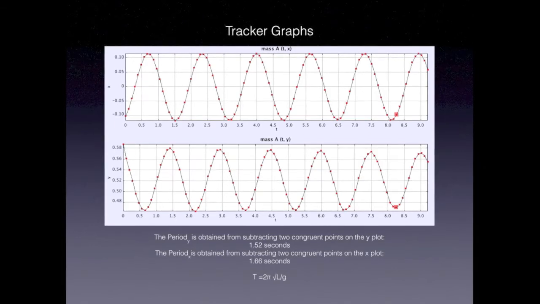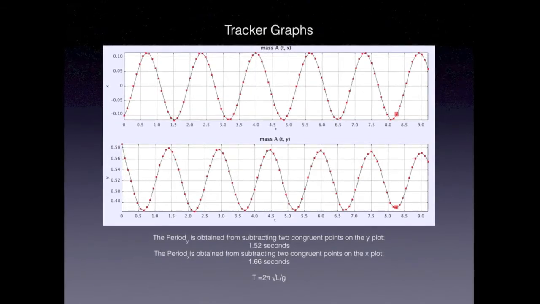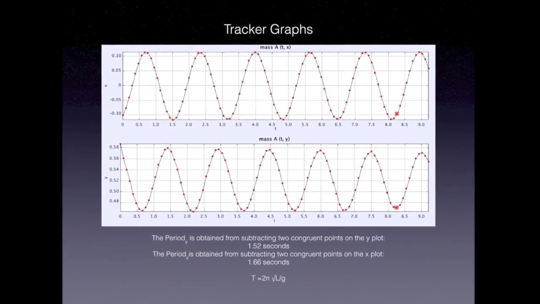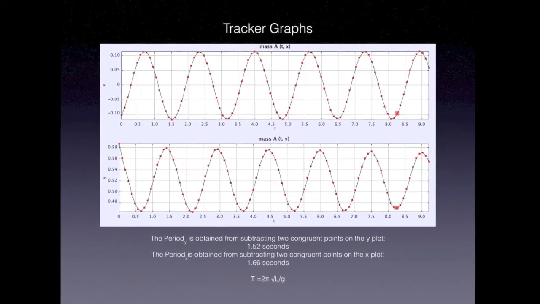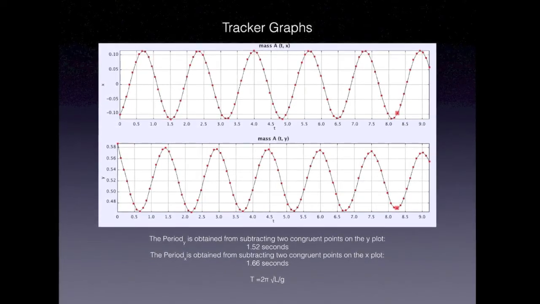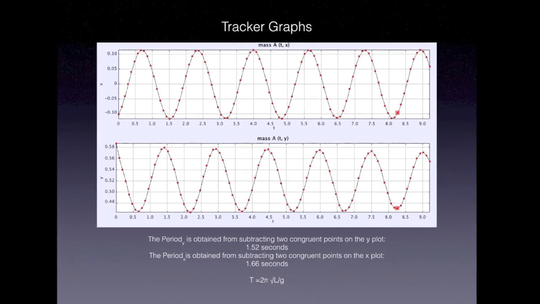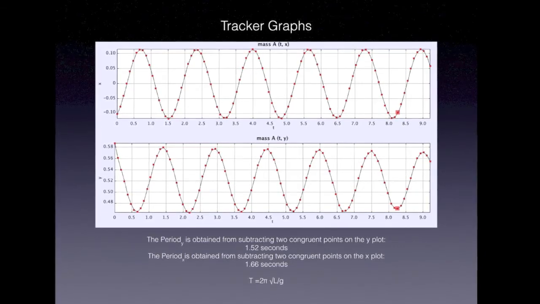Question 2 asks to compare the x and y periods. I already had the y period, so to obtain the x period, I used the same method of subtracting 2 congruent points on the x versus t graph. This time, the x period was 1.66 seconds.